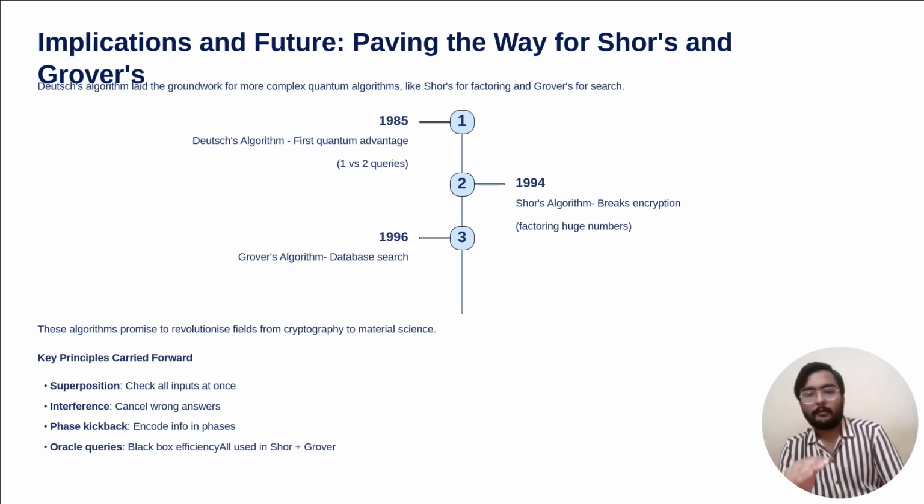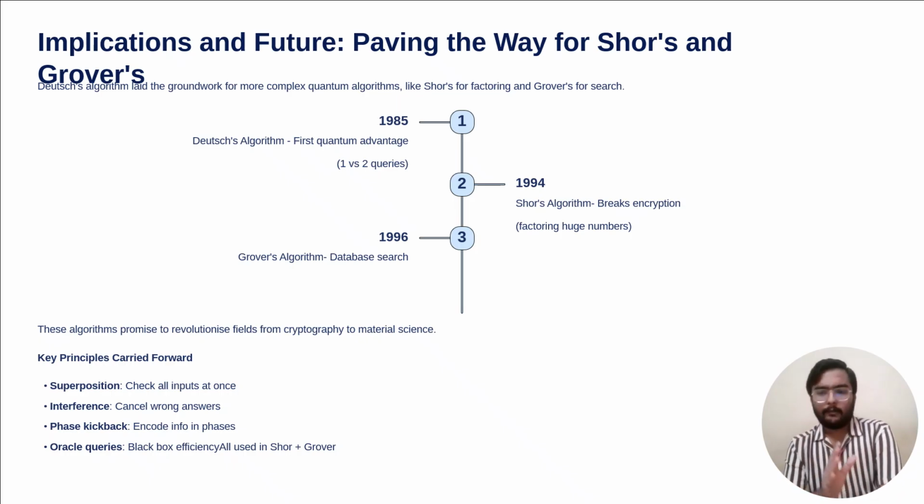Now let's talk about the implementation of Deutsch's algorithm, paving the way for Shor and Grover. Deutsch's algorithm was the first algorithm to show a real quantum advantage. It solved a problem with one query that classical needs two. The speedup is small, but the idea is big. It proved that by combining superposition and interference, we can design algorithms that use information in a completely new way, not possible for a classical computer.